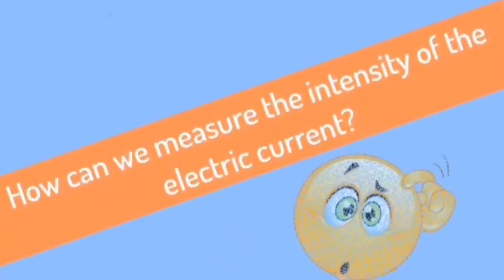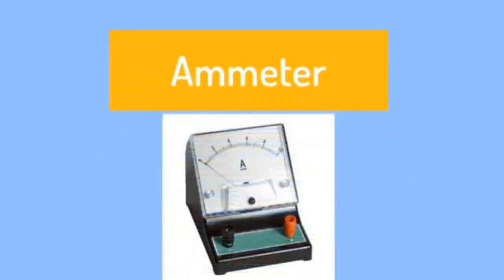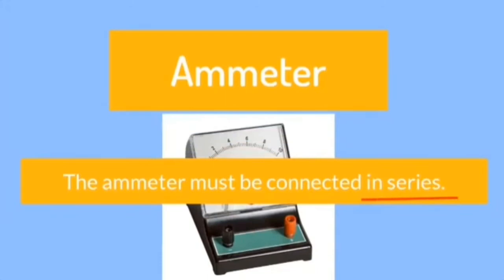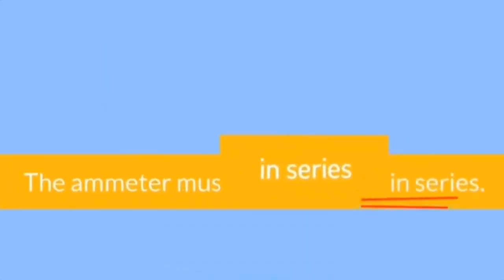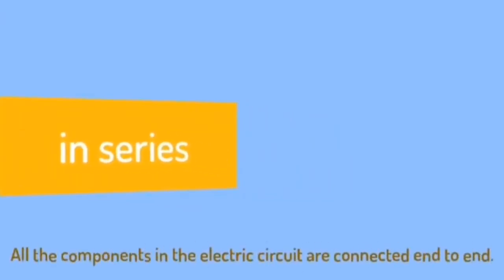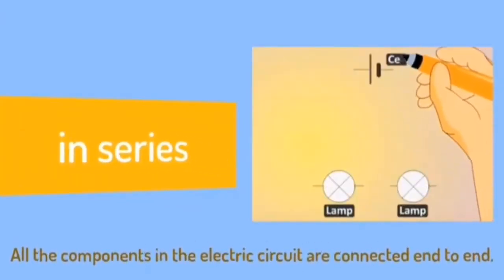How can we measure the intensity of the electric current? We measure the intensity of the electric current using an instrument called an ammeter, where this instrument is made up of two terminals, positive and COM. In order to use this instrument, it must be connected in series. In series means that all the components in the electric circuit are connected end to end.